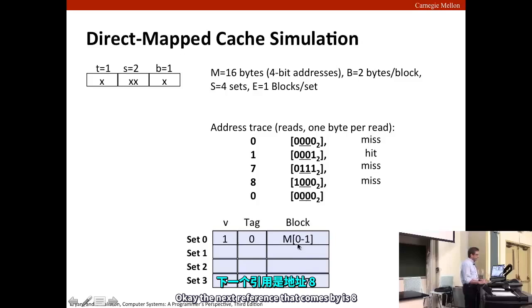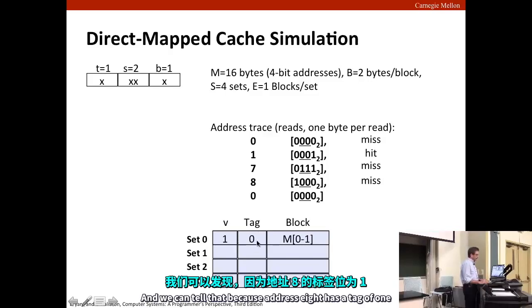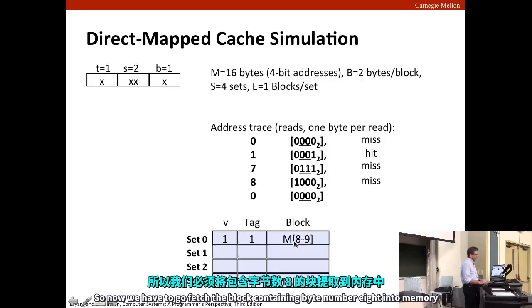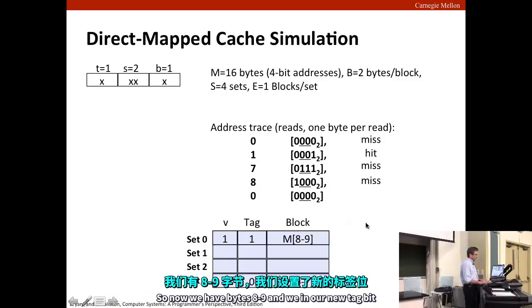The next reference that comes by is 8. Now 8 has a set index of 0, 0, but that set is currently occupied by block 0, 1. We can tell that because address 8 has a tag of 1, and the existing block, at address 0, has a tag of 0, so that's a miss. So now we have to go fetch the block containing byte number 8 from memory. Now we have bytes 8 and 9, and our new tag bit.